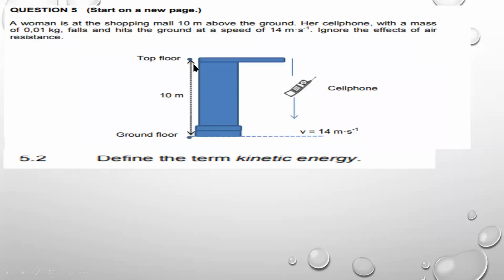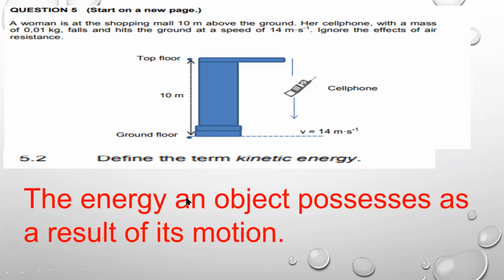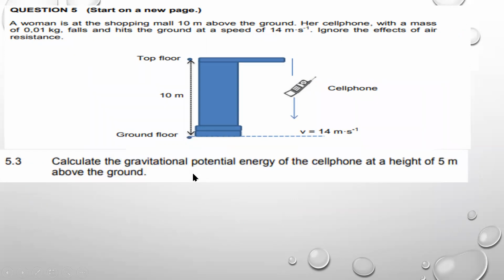Next question, define the term kinetic energy. We know kinetic energy is energy of motion. And the potential energy, what was it? Energy of position.